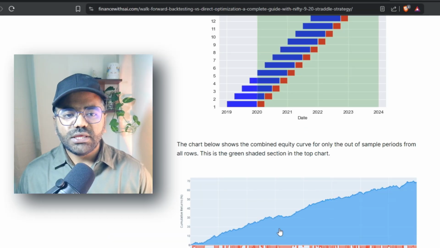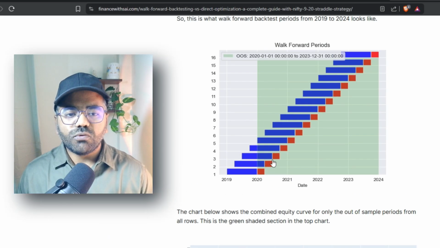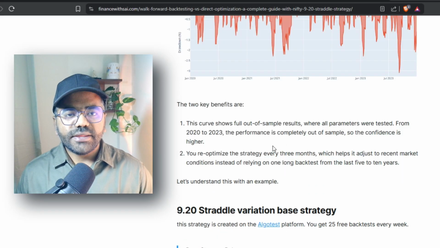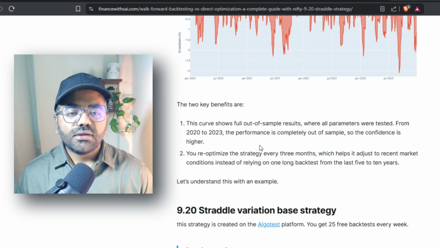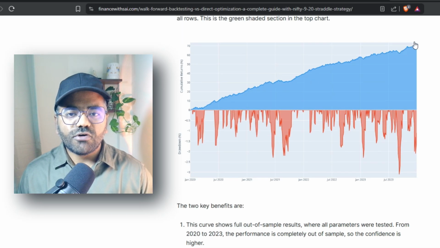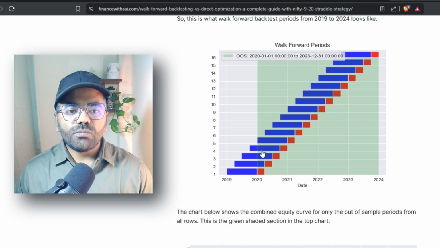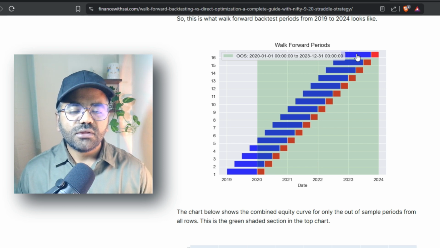The curve you see here is only for these red portions. That means it is completely out of sample performance. So we have higher confidence in this strategy now. As I discussed, the two main benefits are that you are seeing the full out of sample performance rather than an optimized backtest result, so you have higher confidence. And the second reason is that since you are re-optimizing every 3 months, the optimization is considering the recent volatility of the market. So updated parameters are always with updated market data.